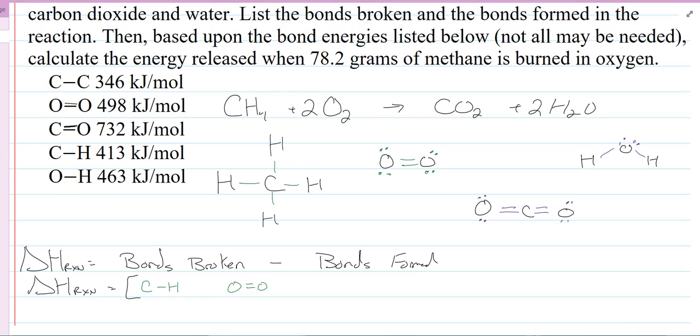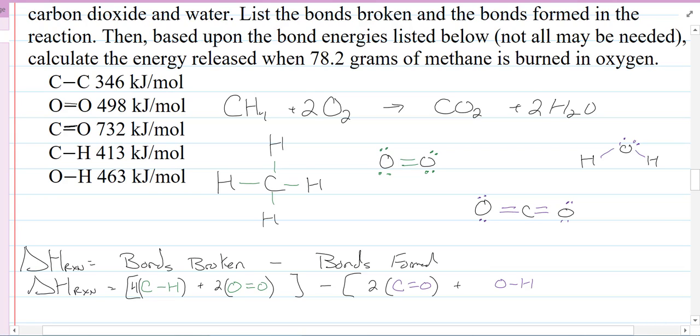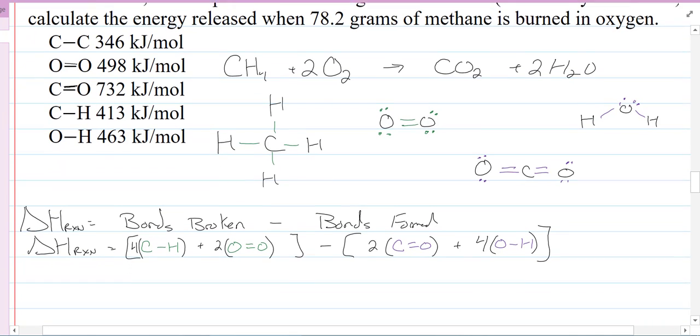I need to put equal signs in there. Bonds broken: now we have 4 there and 2 there, because there's a 2 in front of O2. Formed, I have C double bond O and O to H. And we have 2 COs, and I have 4 OHs. And the reason we have 4 H's, there's 2 moles of water and there's 2 OH bonds per water.